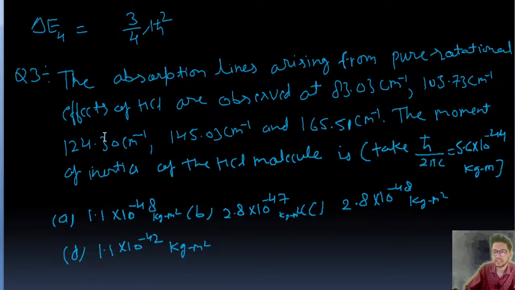So very simple, guys. In a pure rotational spectrum we know the spacing of energy, right? The spacing is equal energy spacing, and that is equal to 2B in the rotational spectrum. That's what you need to know. Now we'll find 2B.